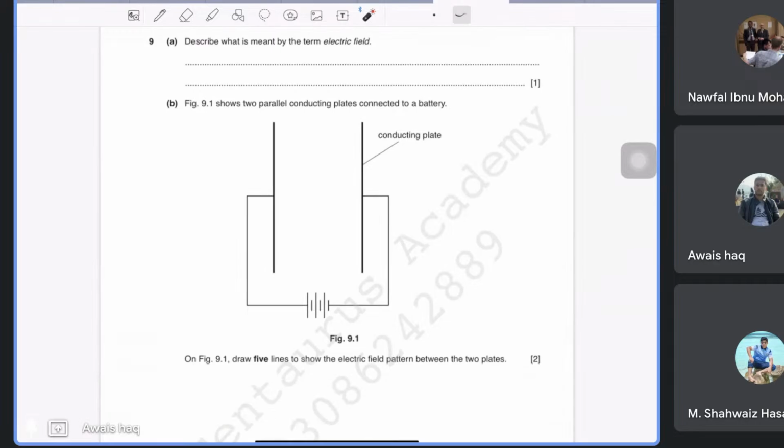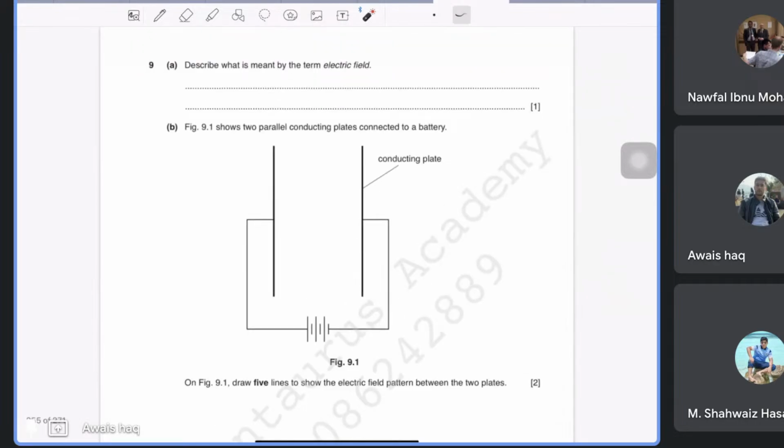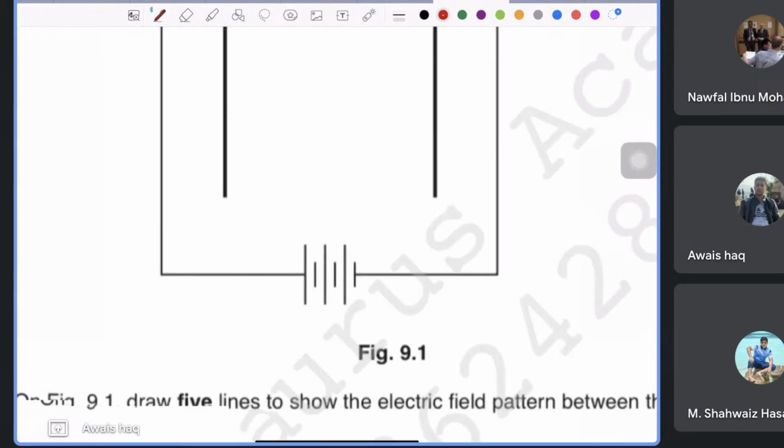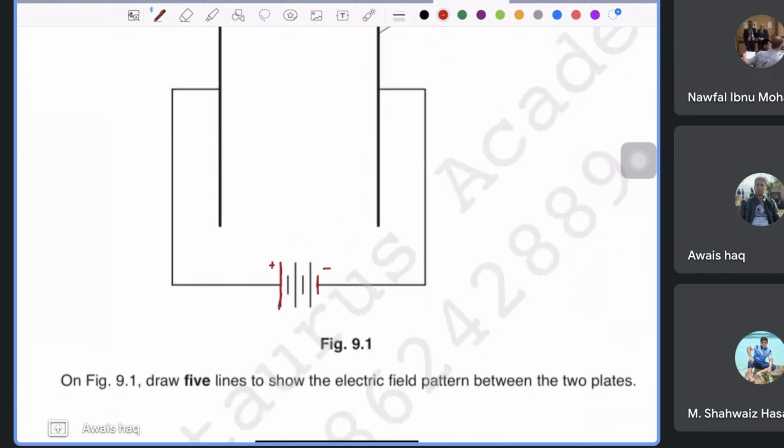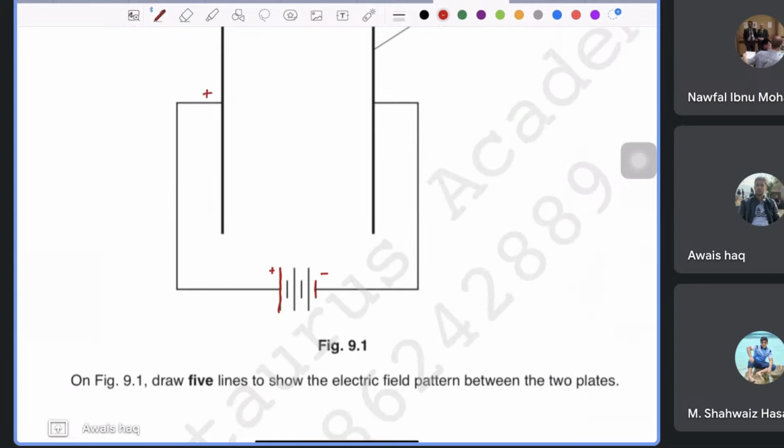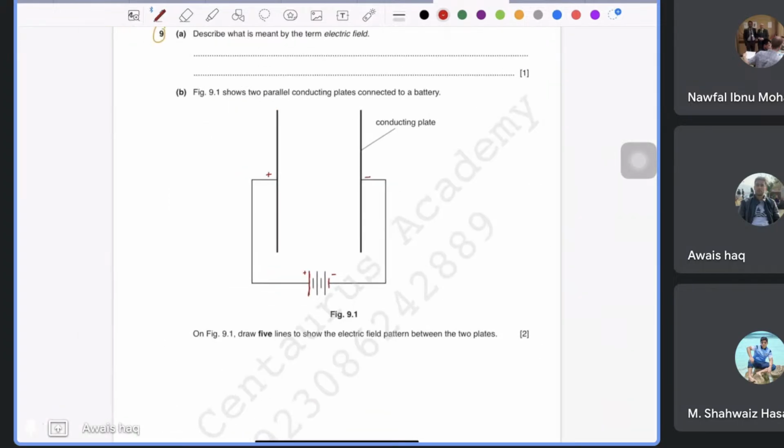Then it says two parallel conducting plates are connected to battery, and they say draw field lines to show electric field. Now I'm going to give you this homework because I've just already done this, but what I want to basically tell you is right now, how would we know which is positive plate and which is negative? So when you look at a battery, the longer sign is the positive sign and the shorter sign is the negative sign, which makes this plate to be positive and this plate to be negative. Is it clear everyone?